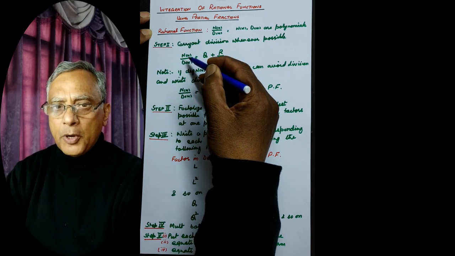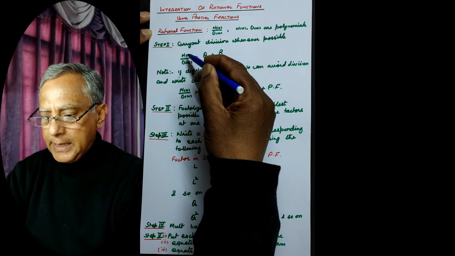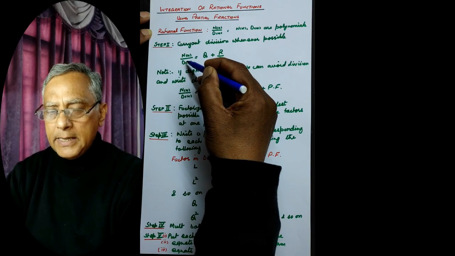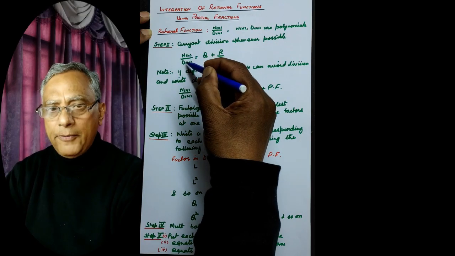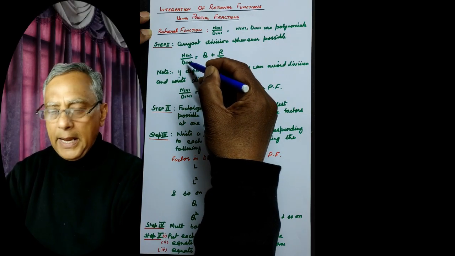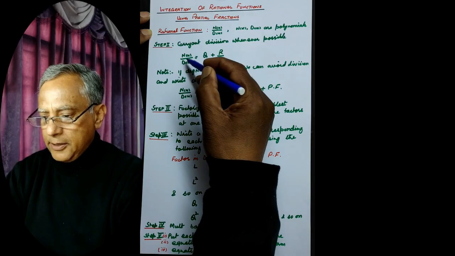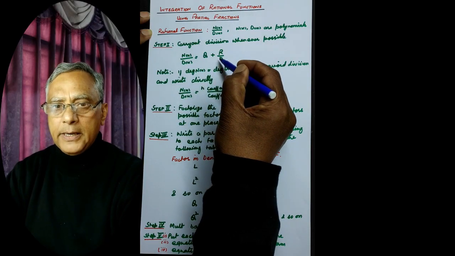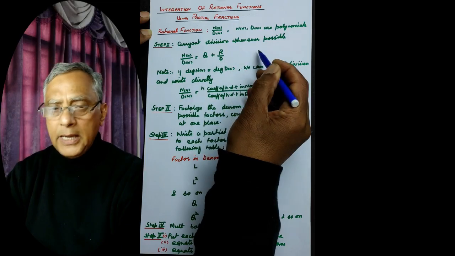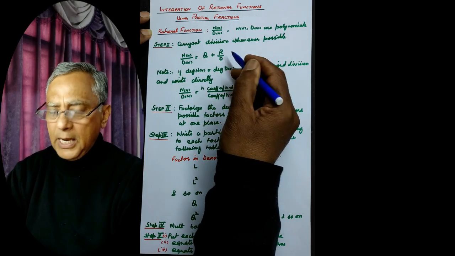Now when is division possible? If degree of numerator is greater than or equal to degree of denominator, then division is possible. So if division is possible, we will carry out division and write this as numerator over denominator is equal to quotient plus remainder over denominator. This is the general rule, the division algorithm.